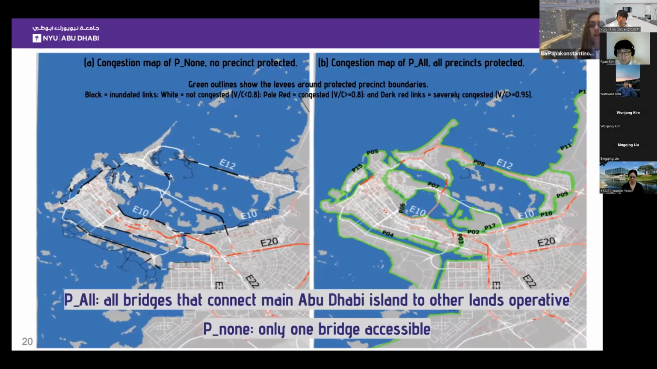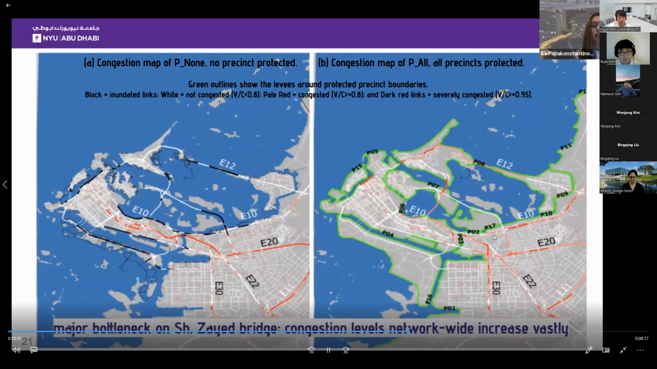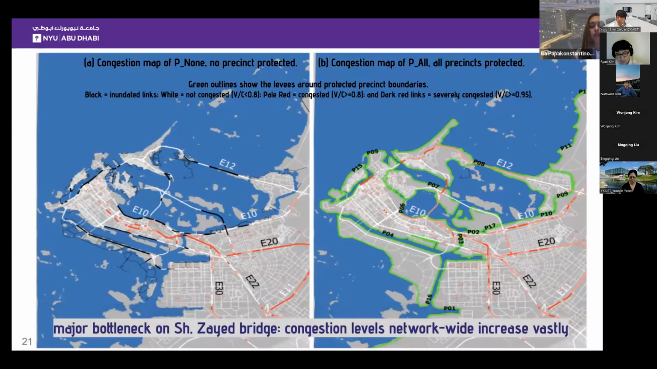For the P-all, so the case of full protection, all bridges that connect the main Abu Dhabi island to other islands remain operative, while at Penang there is only one bridge that is accessible. Sheikh Zayed bridge, this only one bridge remains open, but it's a major bottleneck. So the congestion levels will of course increase vastly.